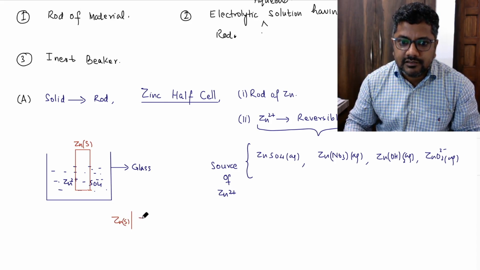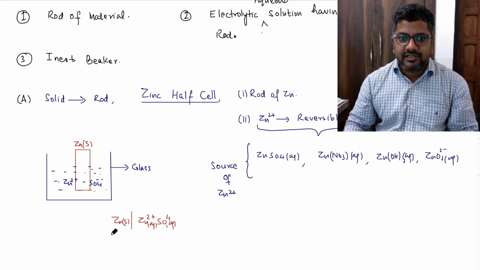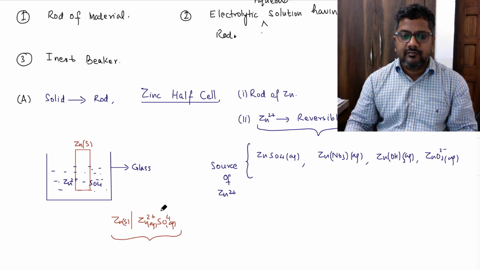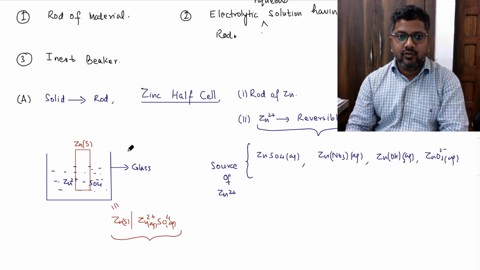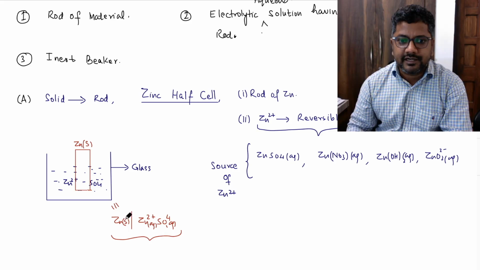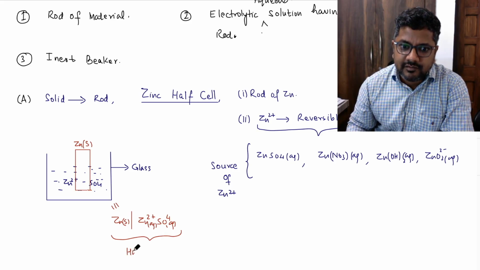Zn solid and ZnSO4, this is aqueous. So this is the representation of the half cell. On paper we will represent this whole arrangement like this. So this is the half cell representation.